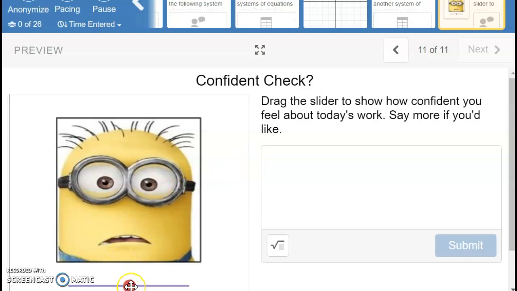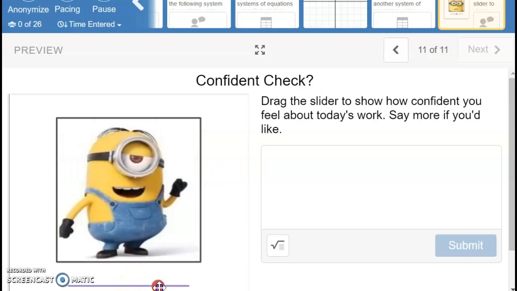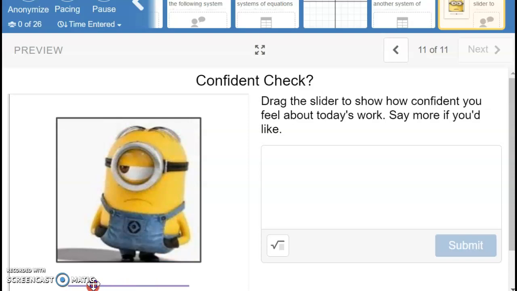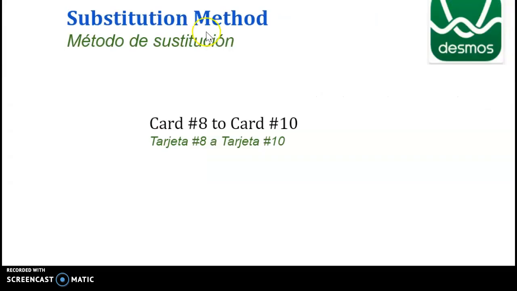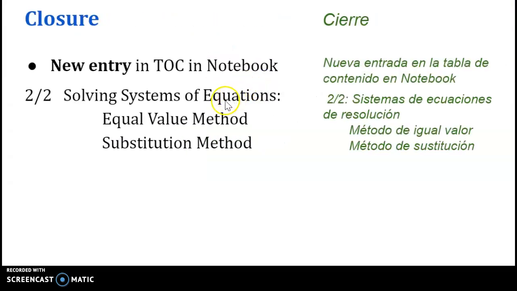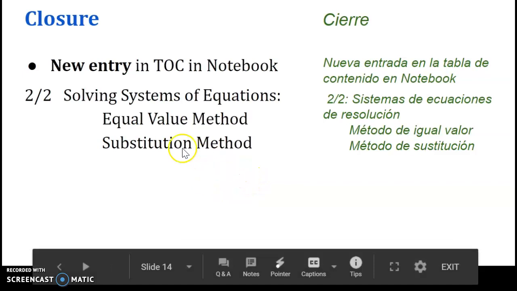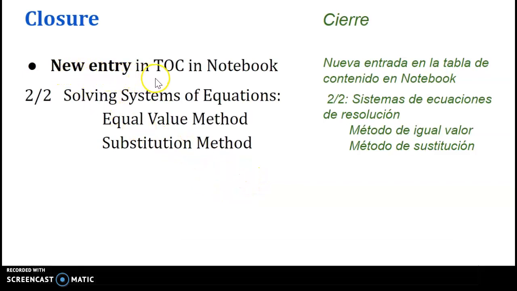Okay, so you can, if you are totally confused, you've got this, or you're completely not unhappy. Okay, so please drag that. And then finally, as a closure, you're entering into the table of contents.